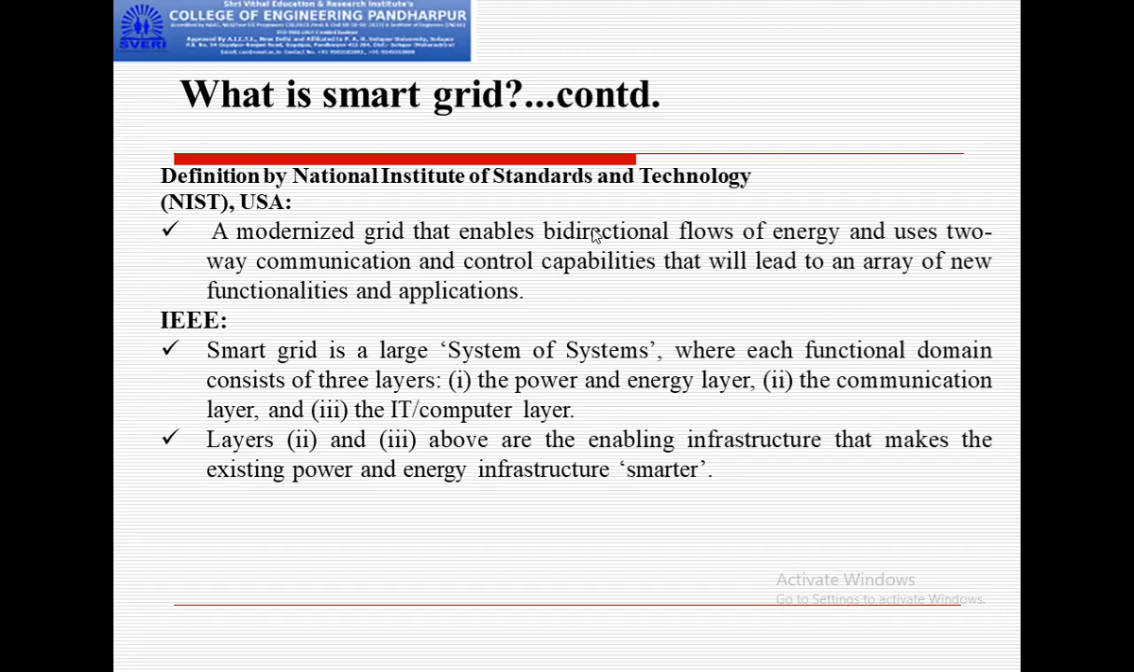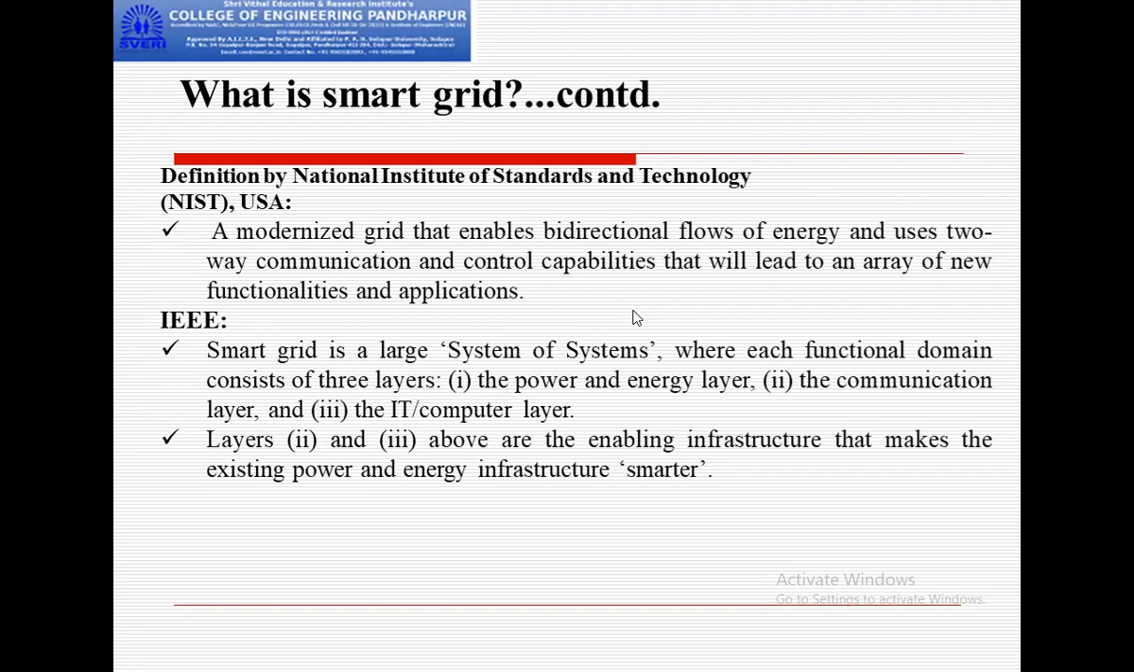and applications. Okay, so what is making the grid smart? Bidirectional. Second, communication system, control capabilities. In control capabilities, PLC, SCADA and converters, and programming, whatever comes. Okay, and IEEE gives the definition of smart grid as a system of systems where each functional domain consists of three layers. Okay, the power and energy layer, the communication layer. The power and energy layer will be at generation, distribution, transmission, whatever the core electrical is. So the communication layer will come under smart.